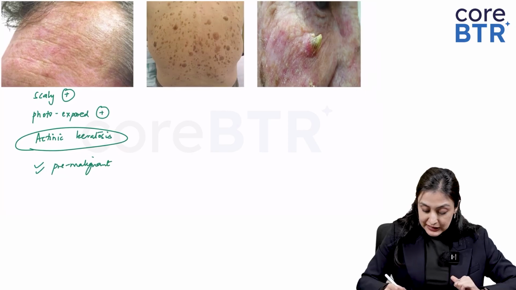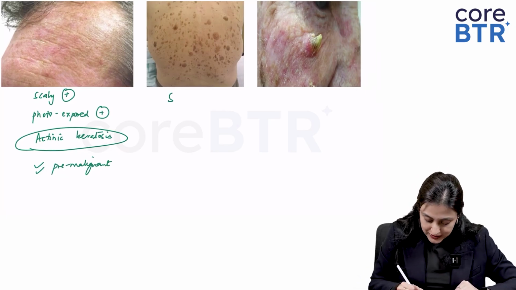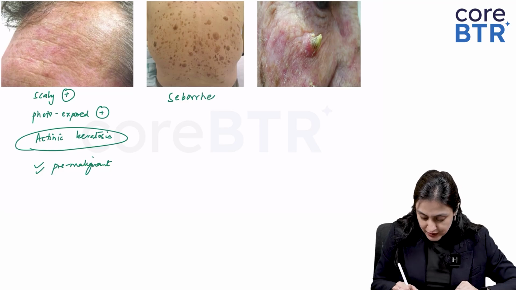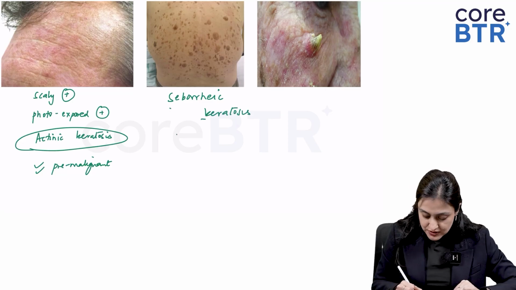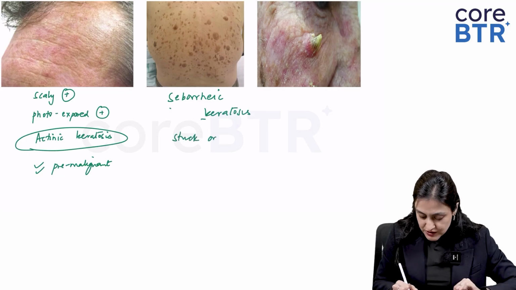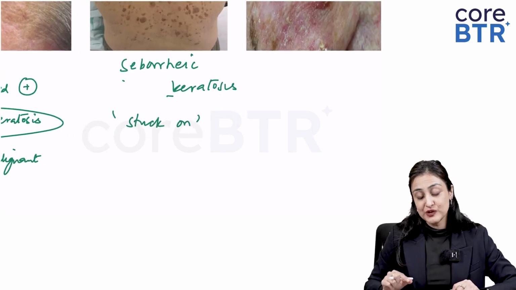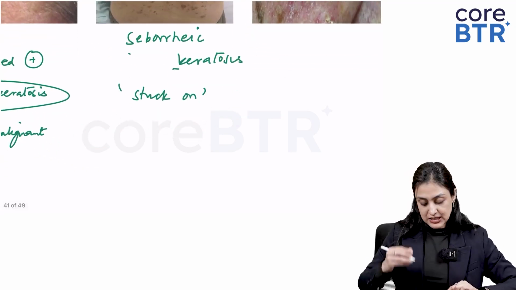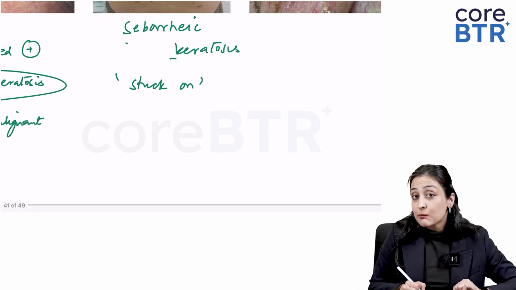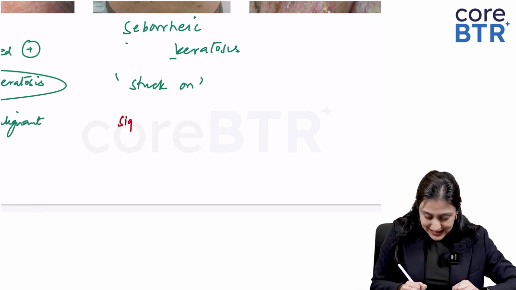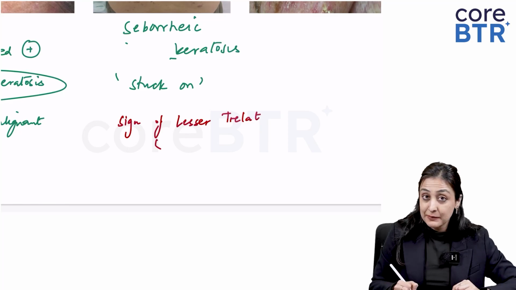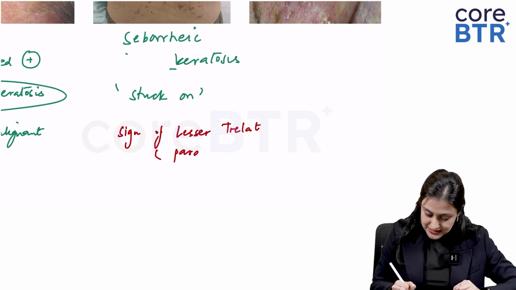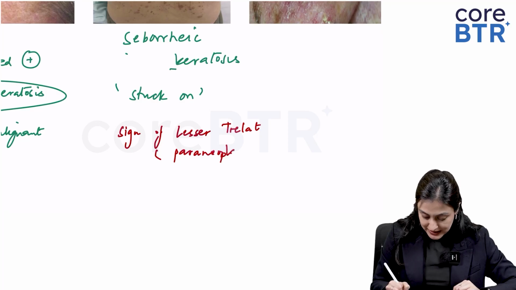On the other hand, look at this. This is what is called seborrheic keratosis. SK, sticker, stuck on. This is what is described as a stuck on appearance. This is not pre-malignant. But what is important is if there are multiple, this is what we call the sign of Leser-Trélat, and that may represent an underlying malignancy. So this is a sign of paraneoplastic syndrome.